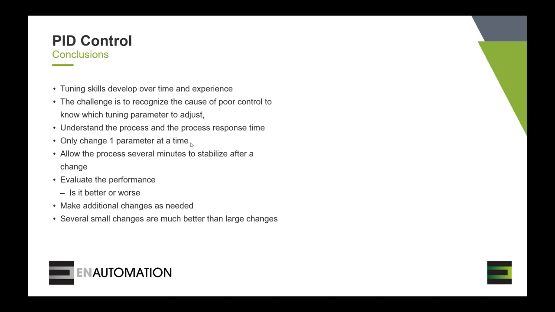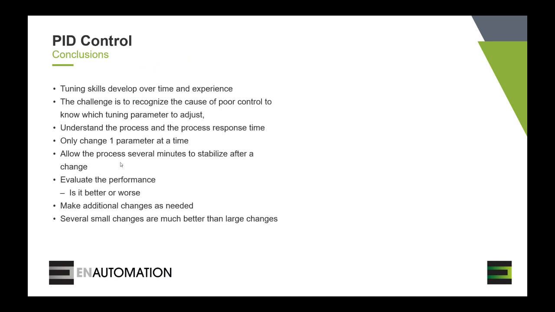Only change one parameter at a time. That'll let you isolate the changes to that parameter to understand the relationship that parameter has on the response. After you make a change, allow several minutes to stabilize after the change. Evaluate the performance. And then it's just like going to the optometrist. The optometrist will change the lens in his device, and the question he asks is, is it better or worse? And that's what we're looking for. Make a change to a tuning parameter, and you ask yourself, is the response better or is it worse? If it's better, you're going the right direction. If it's worse, you're going the wrong direction.